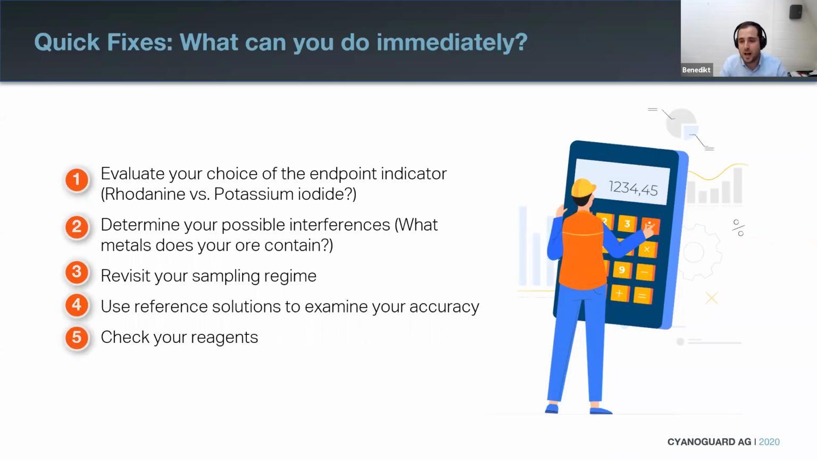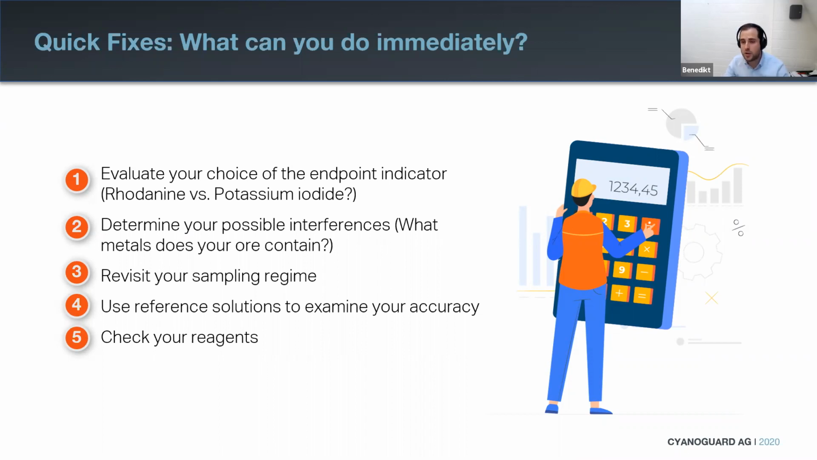Something that we've seen that helped a couple of mines is to evaluate your choice of endpoint indicator. In most cases, rhodanine is the best choice, but often depending on the concentration of metals, for example, copper, potassium iodide can also be a good choice. Although it's a little harder to discern the color change, it's something that is worth trying out.